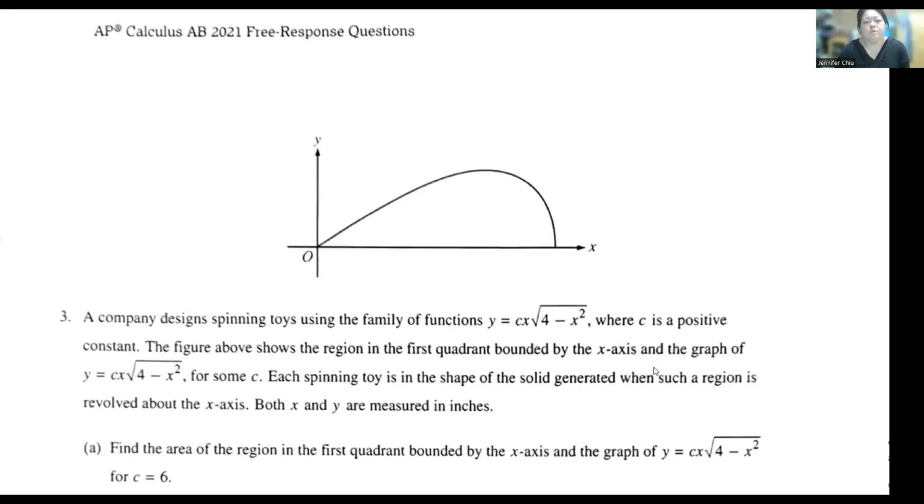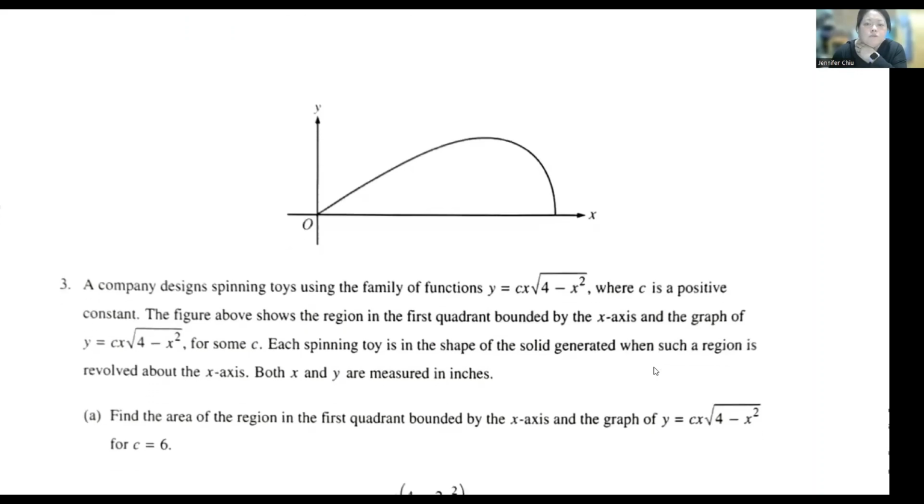All right, this is 2021 FRQ number 3, and from this point on, you are in the non-calculator section, so we're going to do all these problems by hand, okay? All right, a company designs spinning toys using the family of functions y equals c times x square root of 4 minus x squared, where c is a positive constant. The figure above shows the design of the first quadrant bounded by the x-axis and the graph of y equals c x times root 4 minus x squared for some c.